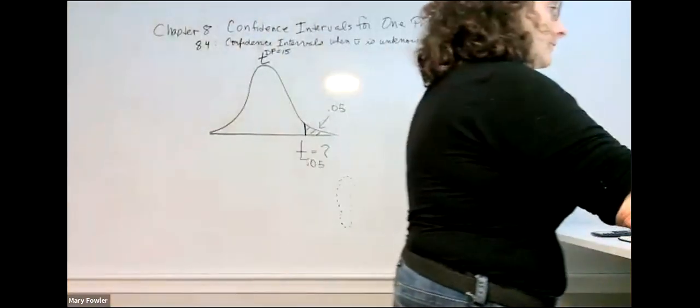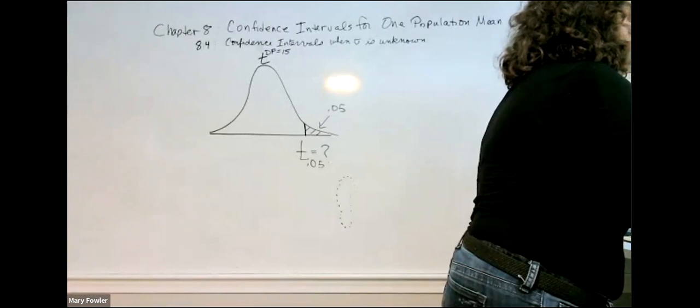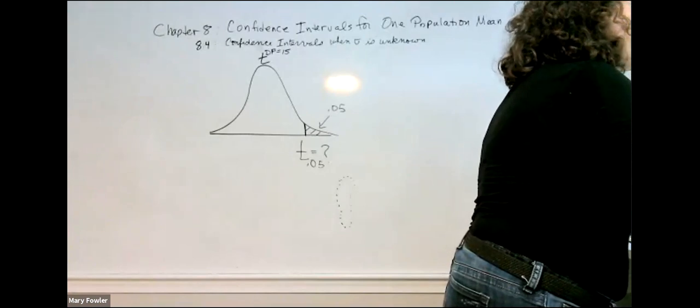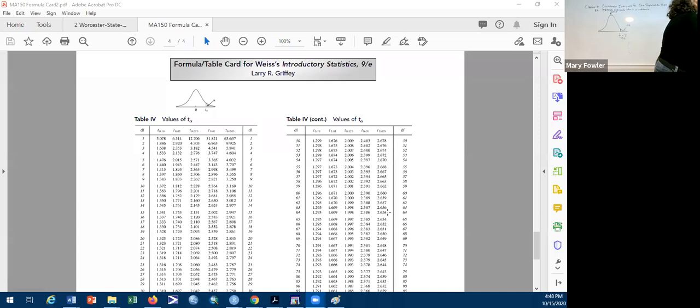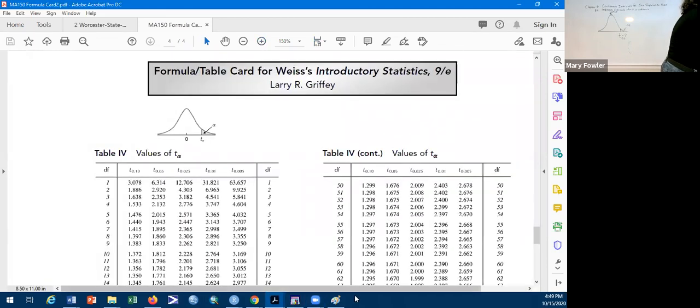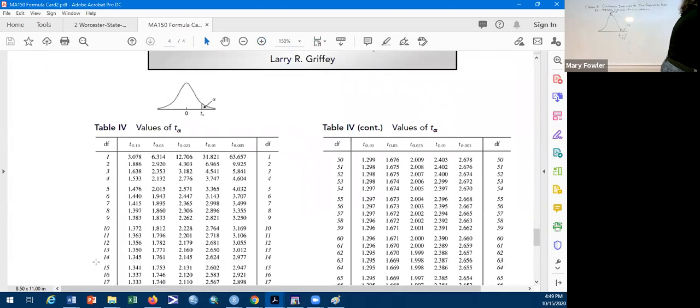So I'm just going to come on over and share the screen again. Please open up your formula card in whatever format you have it and follow along. So degrees of freedom are 15. I see that right about here. Let's make this a little bigger. We want 15 degrees of freedom, so we're in here somewhere, right?